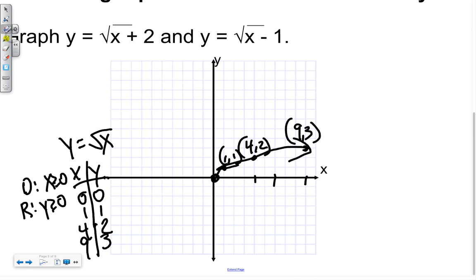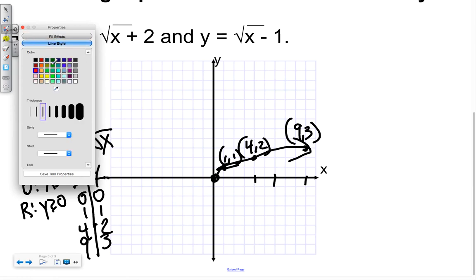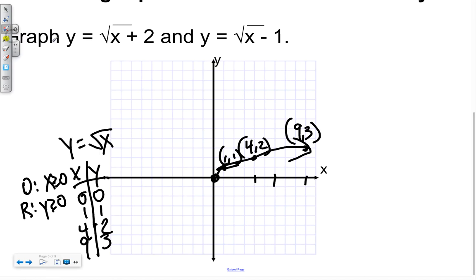Okay, so now we are going to look at, oops, I don't know what I just did there. Oh, we can change the color. Okay, so we're going to change the color. So we're going to look at this one first. So notice how this plus 2, oh, it didn't change the color, it's still red.